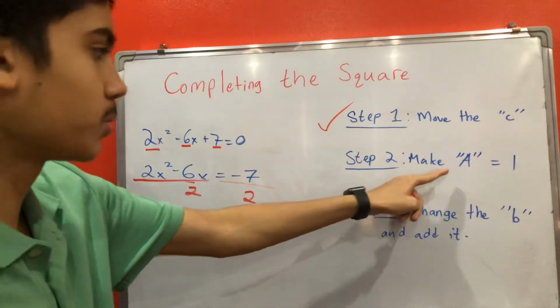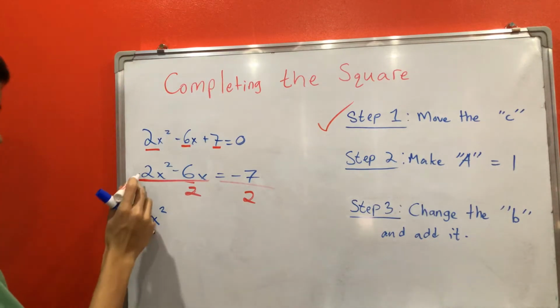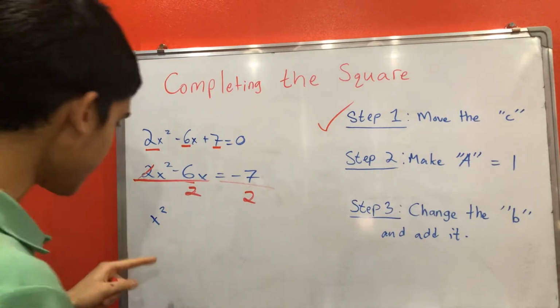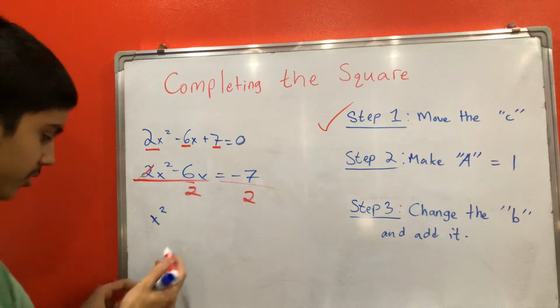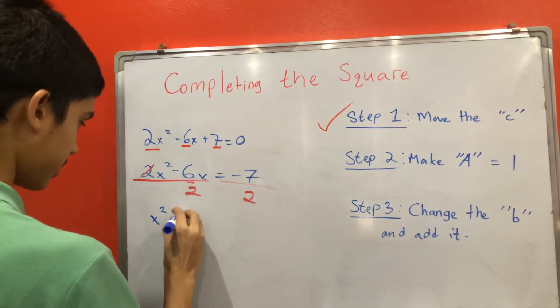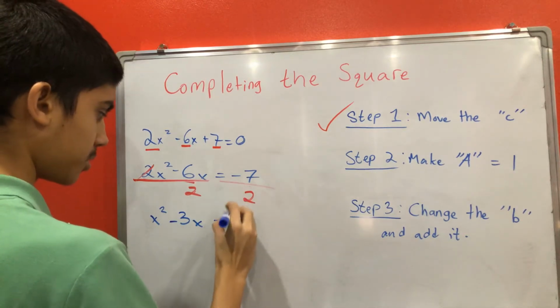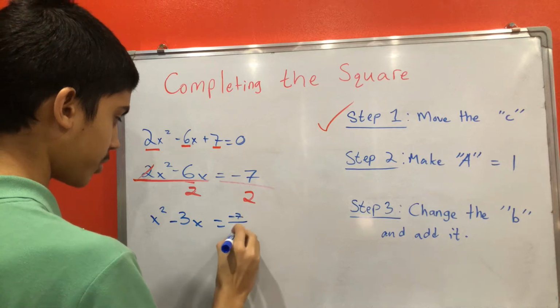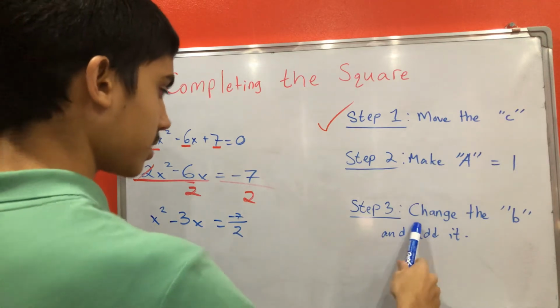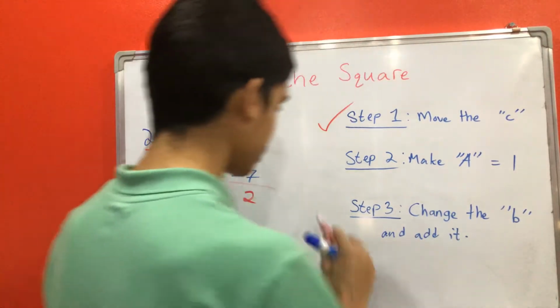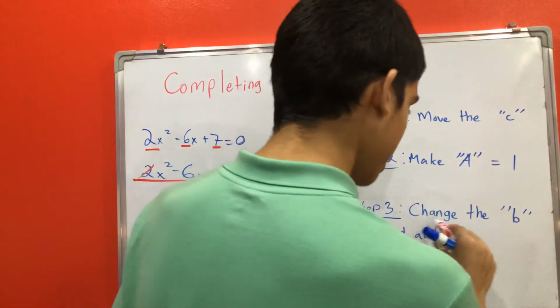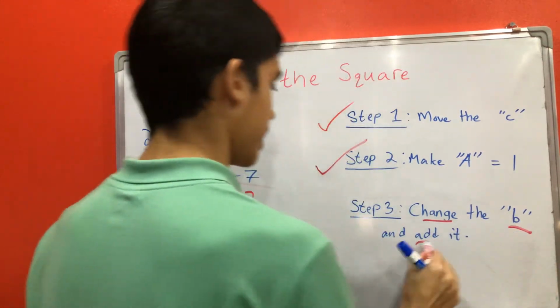So when we make a 1 by dividing by 2, then this will become 1. And when we do that, this becomes negative 3x. And this becomes negative 7 over 2. Now the last thing says change. Okay, so step 2 is check, and then change the b and add it.